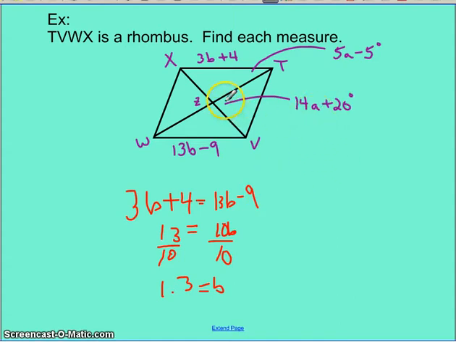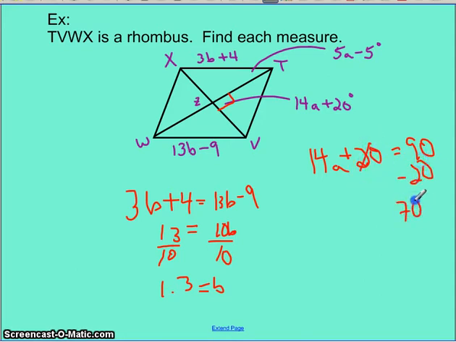Let's see. And then, we know that the rhombus, that's going to intersect to be a 90-degree angle, so we could take 14A plus 20 is equal to 90. And we need to subtract the 20, which will give us 70. So 14A equals 70. Let's divide by the 14. So A, let's see, would be 35 halves, which is 17.5.